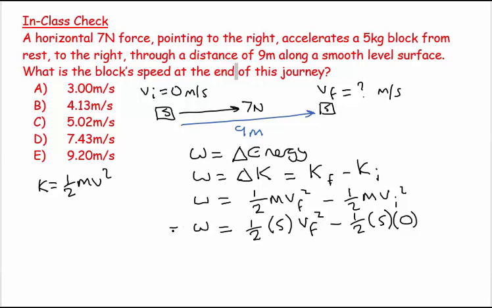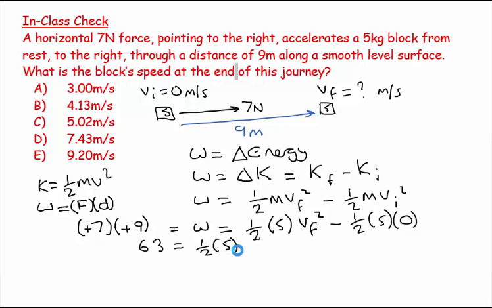What is this work equal to? Well, I remember that work is equal to force times the displacement the force moves through. So in this case this is equal to plus 7 multiplied by plus 9. They're both pointing in the same direction. So 7 9s is 63. 63 is equal to 1/2 times 5 times Vf squared minus 0.